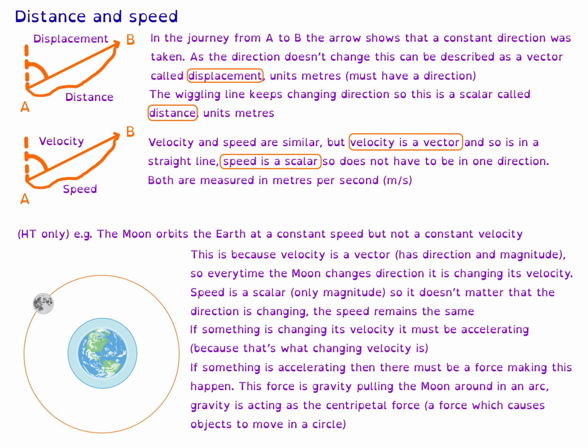If something is accelerating, then there must be a force making this happen. This force is gravity pulling the moon around in an arc. Gravity is acting as the centripetal force. This is a force which causes objects to move in a circle.